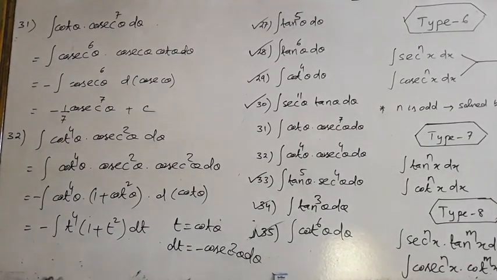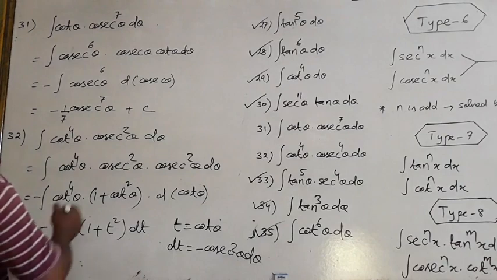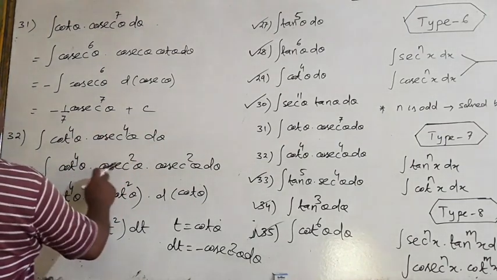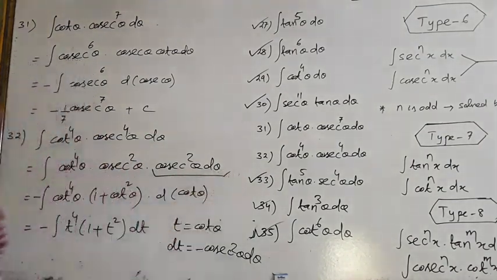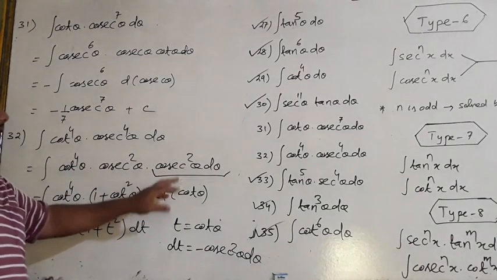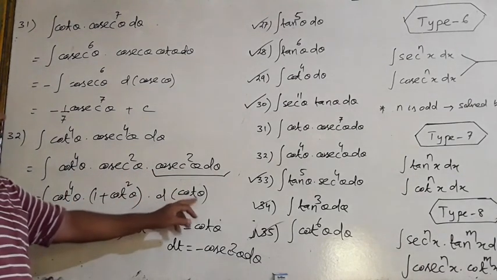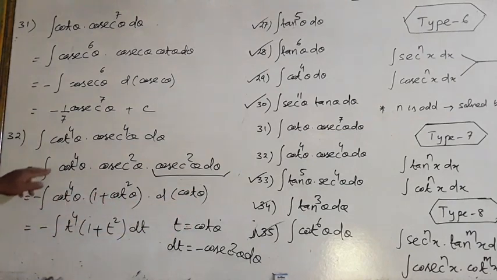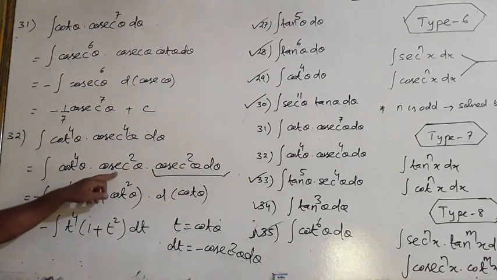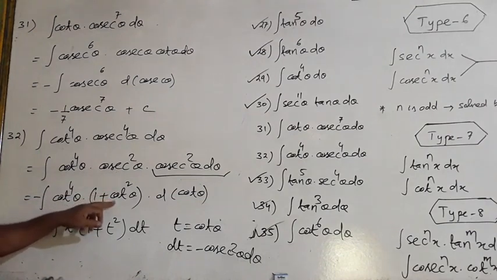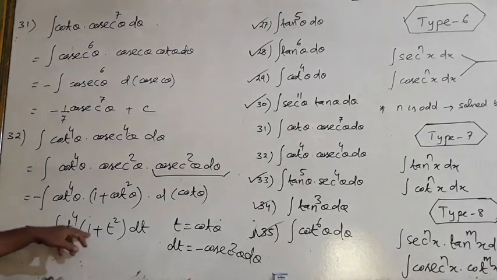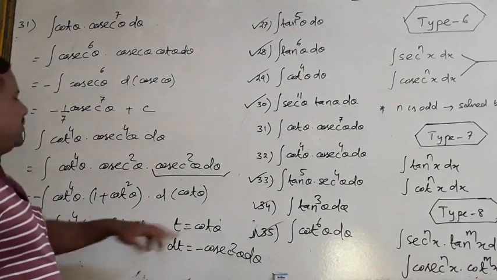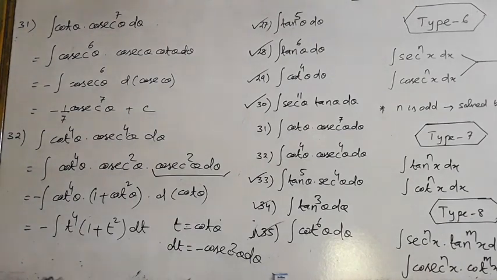Next, look at number 32. It is cot 4 cosec 4, sorry. For this cosec 4 you have to separate one cosec square and take this cosec square. It is minus the derivative of cot theta, and you have to convert everything to cot. Now you have to put cosec square as 1 plus cot square theta. It is t fourth, 1 plus t square dt, by putting t is equal to cot theta.